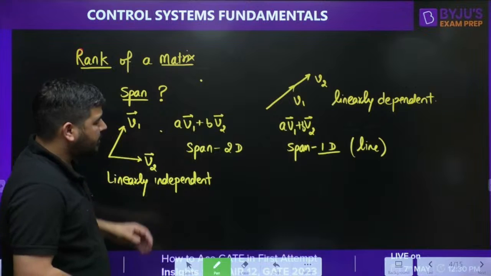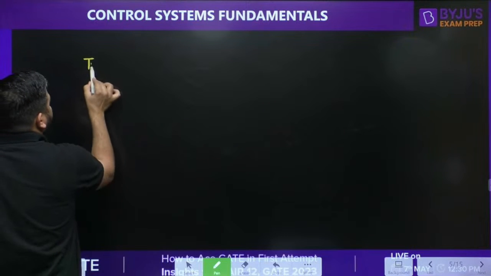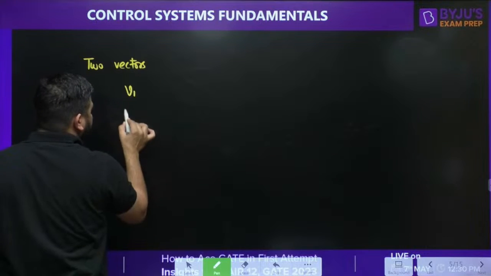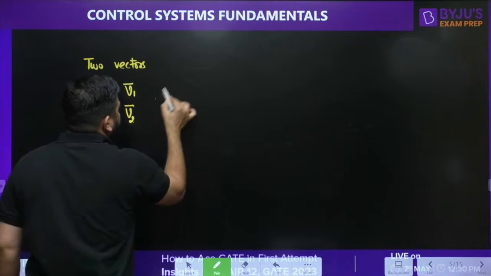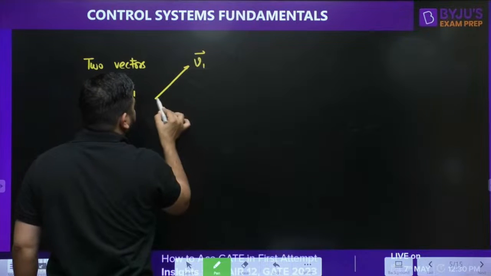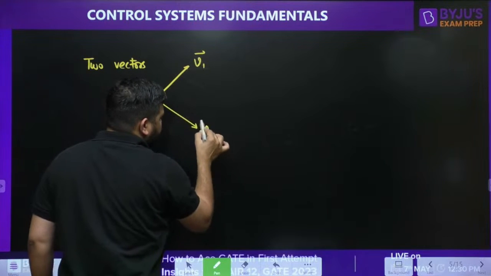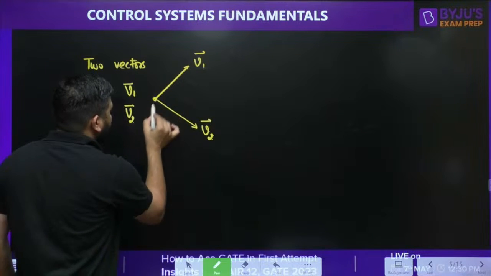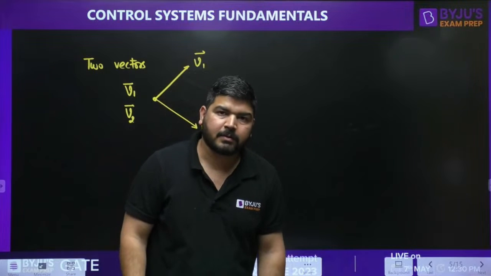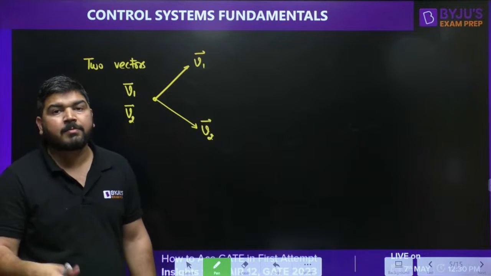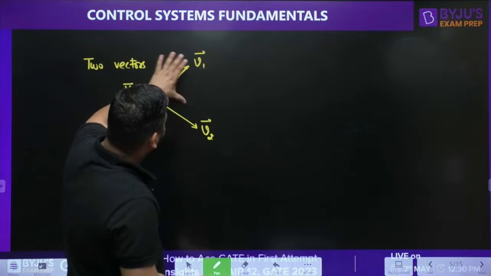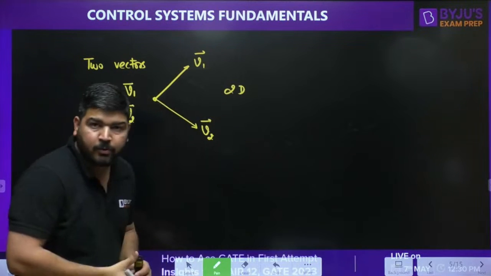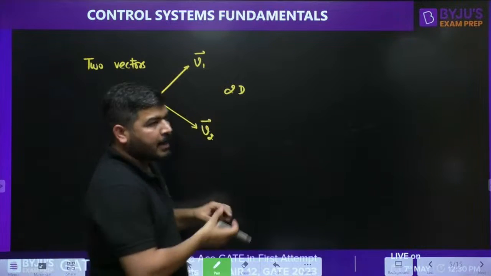Let's say we have two vectors, V1 and V2. V1 is in this direction and V2 is in this direction. Now, the maximum span they can attain, meaning the span of these two vectors, can be 2D. And if they are in the same direction, it can be 1D.